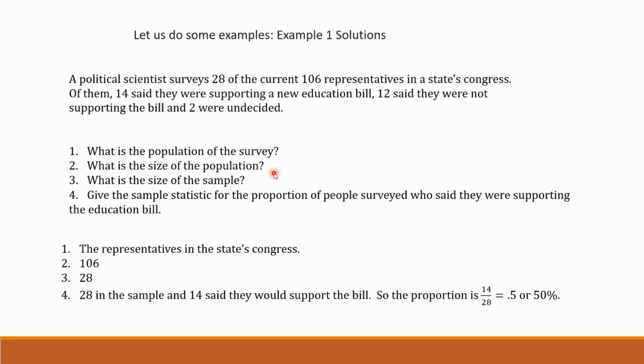I have the answers here. I think what I was supposed to do is let you guys try this out, but I went through it, so I guess that's okay. We know there are 14 people here who support this new education bill. There's 28 in the sample. Remember, a statistic in general is based on a sample. A parameter, though, is based on the population. So the sample statistic would be 14 of 28, which is 50%.